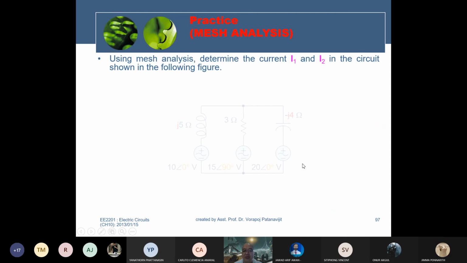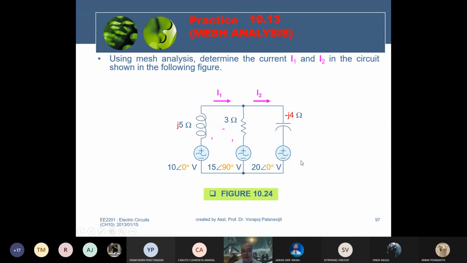I will give you the solution next time. Can you see the slide? Capture it. If you do it by yourself, next time I will provide the solution. It's good for you because you can solve it by hand and you will know whether what you do is right or wrong.